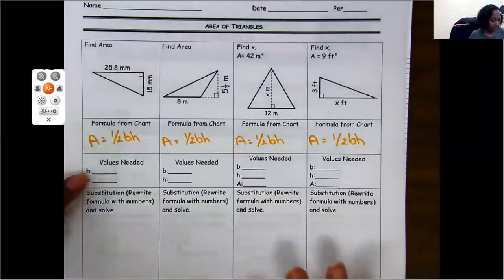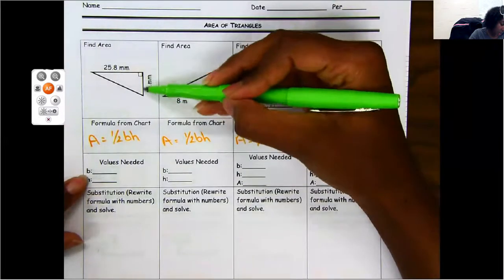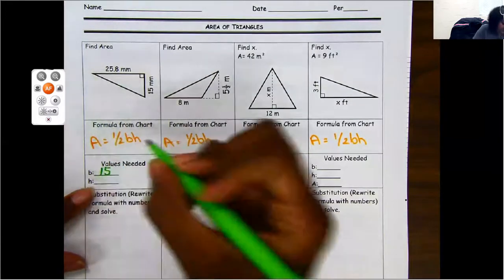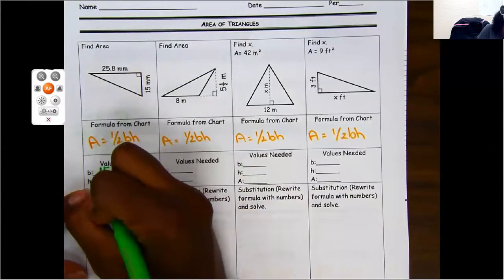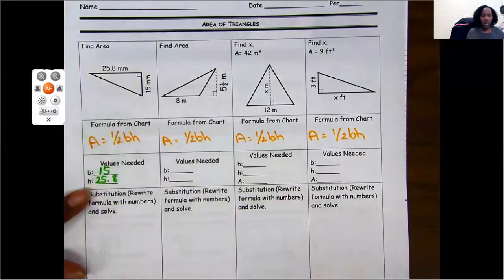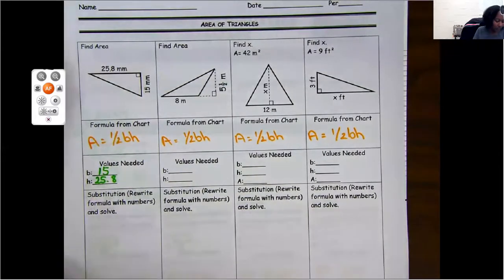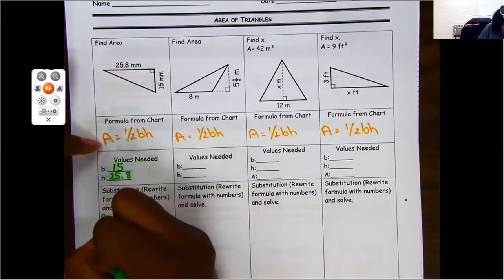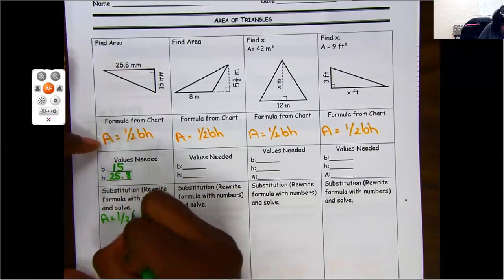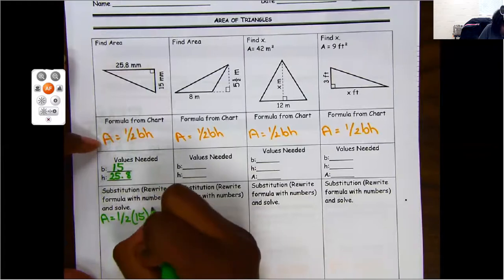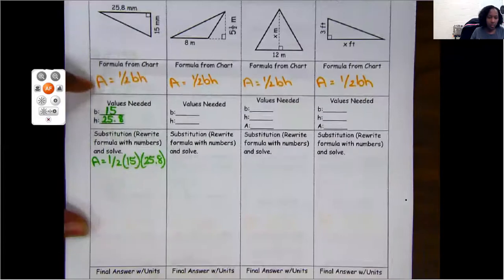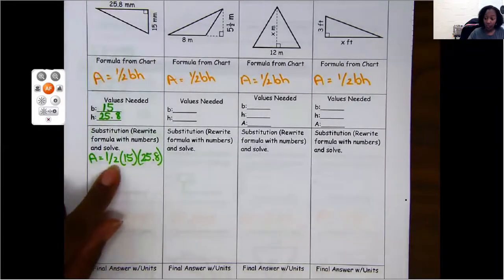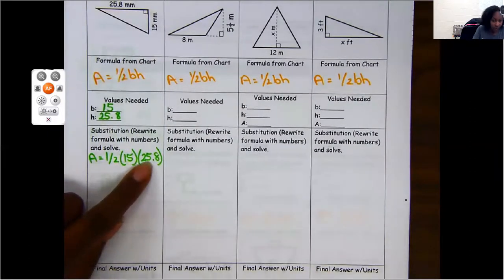Let's look at our first triangle. Our base, here's our base. The bottom of our triangle seems to be 15 millimeters. And then the height of our triangle is 25.8 millimeters. Okay. All right, we're going to rewrite this by putting our numbers in. So area equals half of the base times the height. Okay. Remember, we're not going to worry about the half just yet. We're going to do that at the end. We're going to multiply the base times the height first.